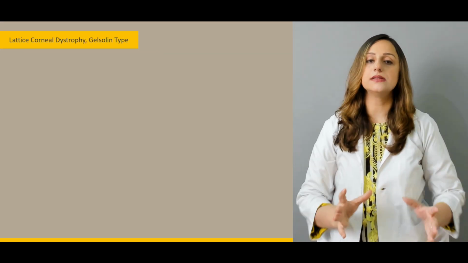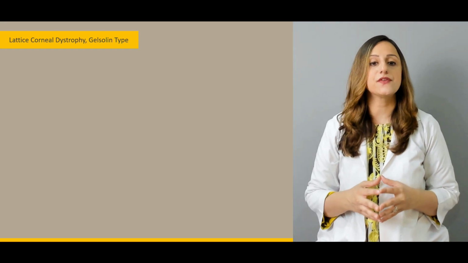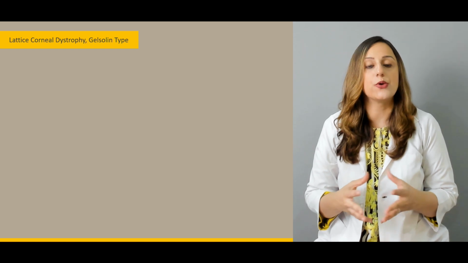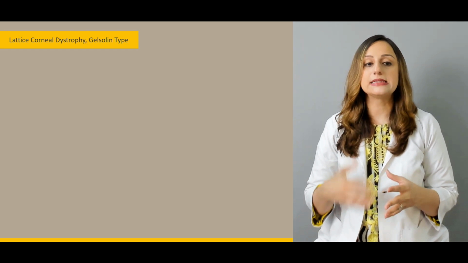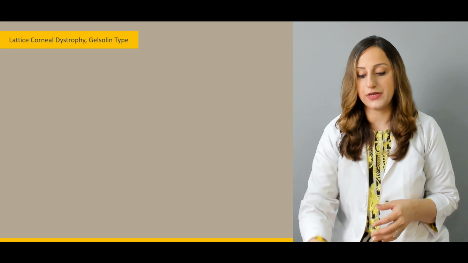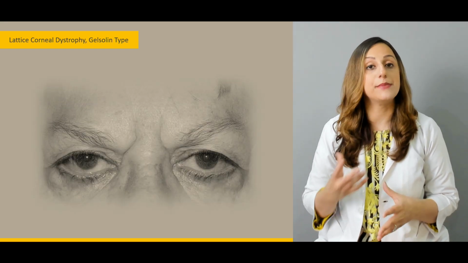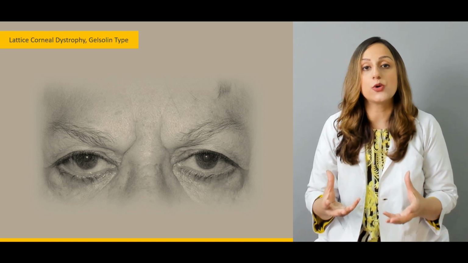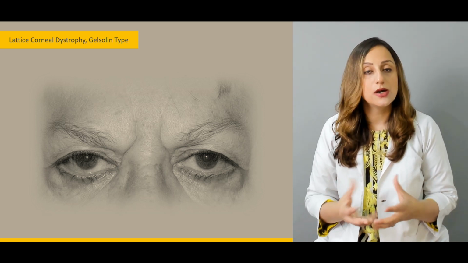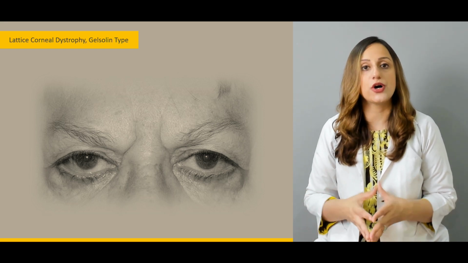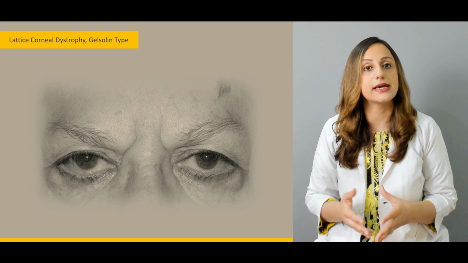Apart from the classical lattice work dystrophy, we have the gelsolin type of corneal dystrophy. It is also termed the type 1 lattice corneal dystrophy. Usually, this kind of dystrophy is associated with amyloidosis. So, if systemic amyloidosis is diagnosed, or if the patient is not a diagnosed case, you're going to run down the tests.